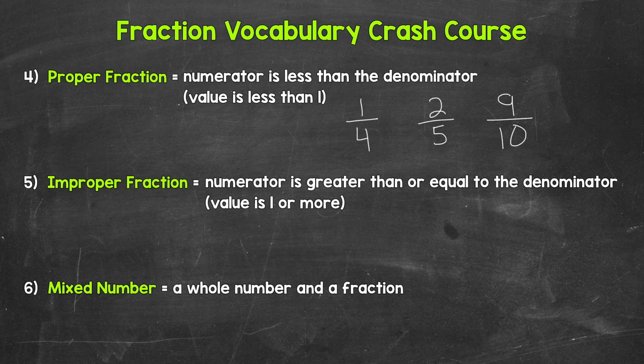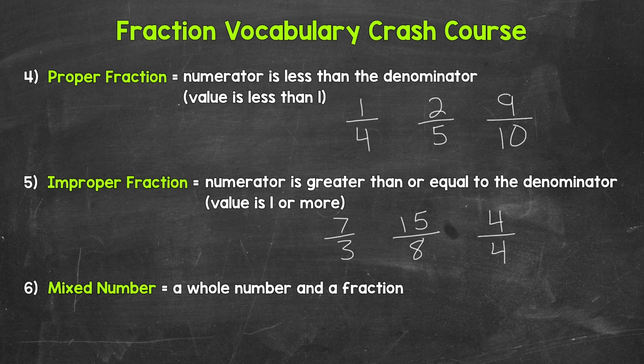Let's move on to improper fractions. These are fractions where the numerator is greater than or equal to the denominator. So the top is greater than or equal to the bottom. The value of an improper fraction is 1 or more. 7/3, 15/8, and 4/4 are all examples of improper fractions. Now keep in mind, 4/4 is equal to 1. Remember, if the numerator and denominator are the same, that fraction is equal to 1.